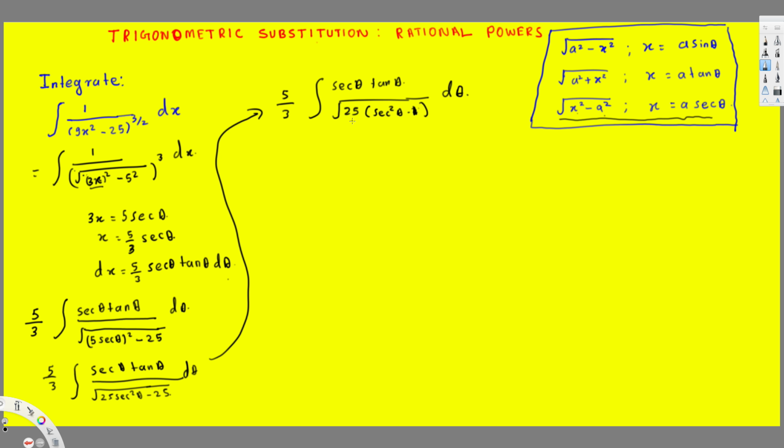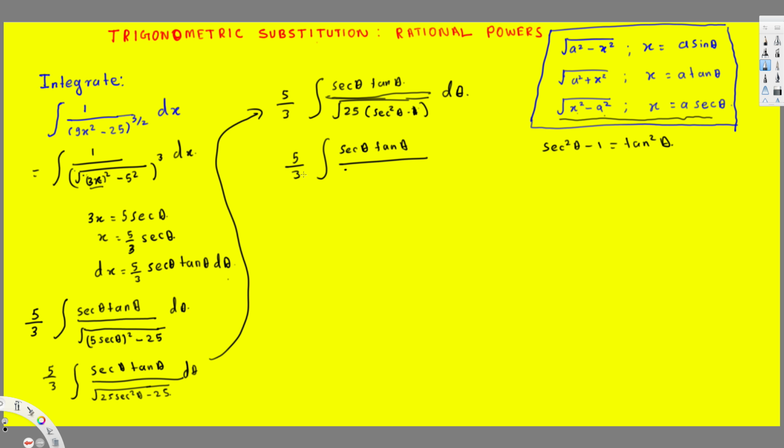We can take the 25 out because it's 5, right? So we can take this one out. And then we have to get rid of this square root completely. What we can do right here is use the trig identity. We know that sec² theta minus 1 is equal to tan² theta. That's what I'm going to substitute instead of this one. So that will make everything come out of the square root. So 5/3 integral of sec theta tan theta, and I can already take the 25 out.